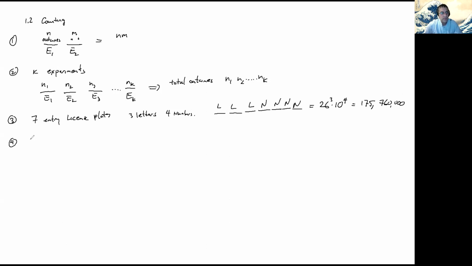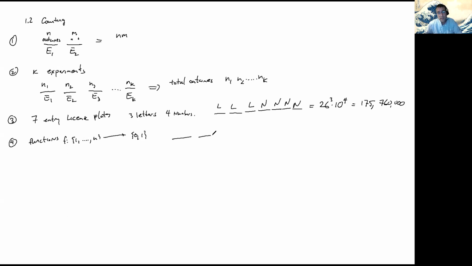Okay, let's do another example, also from the text. Let's enumerate the number of functions from the set 1 through n to the set 0, 1. So we're going to look at functions. A function is a rule which assigns to every member of the domain, in this case the set 1 through n, an element in what is called the codomain, or 0, 1. So every number here from 1 to n has to be assigned a 0 or a 1.